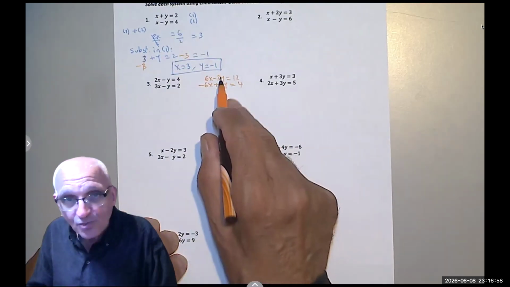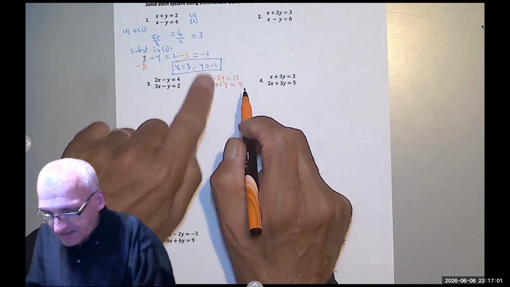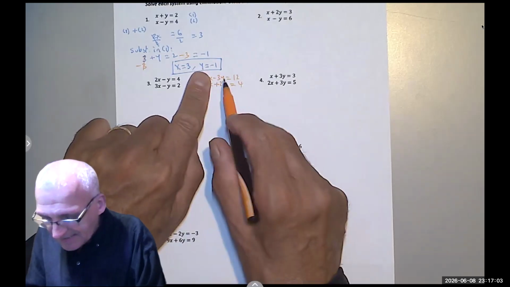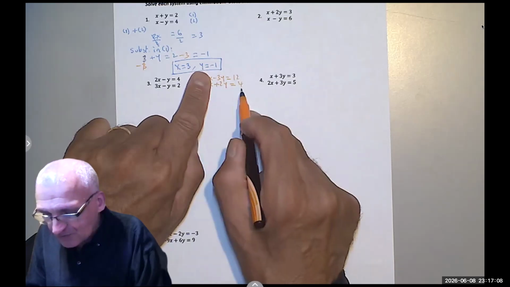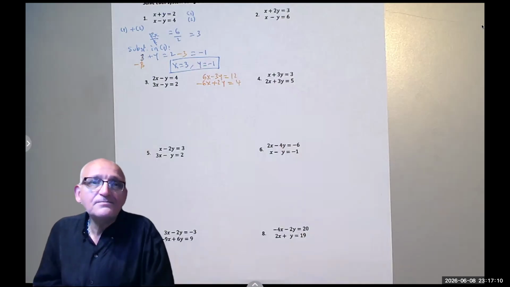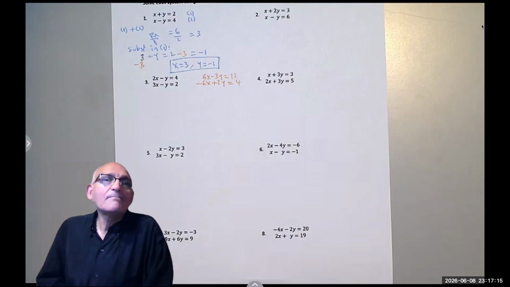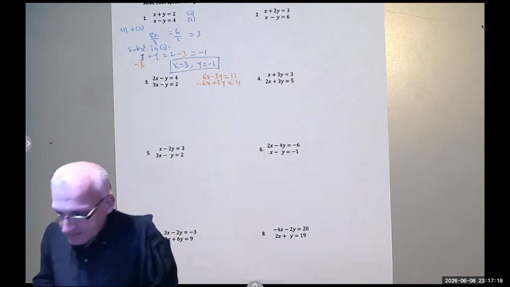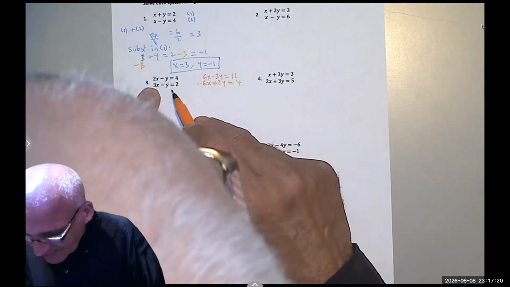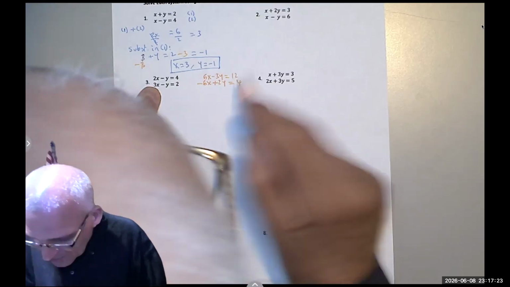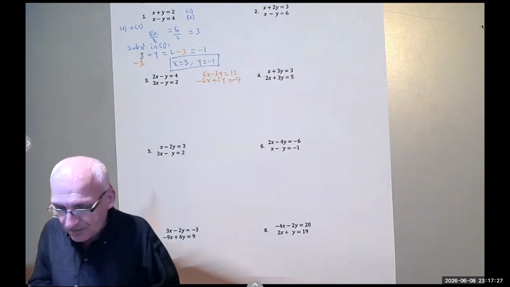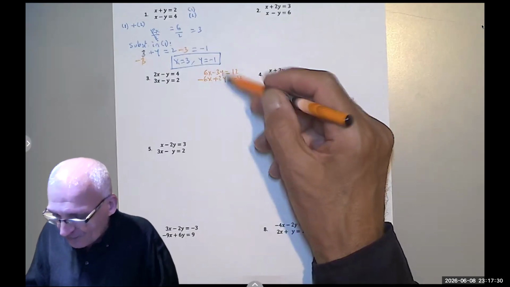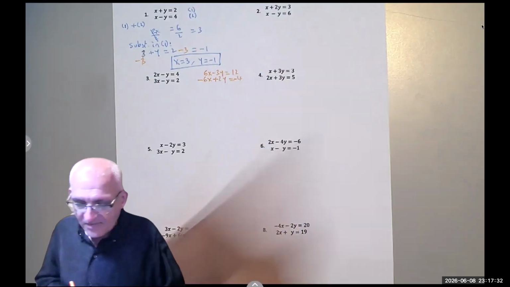Adding equation 1 to equation 2, 6x minus 6x is 0. I get -3y plus 2y is -y, and 12 plus 4 is 16, so y is -16. Did I do it correctly? Oh, -4, I'm sorry. You multiply the bottom by -2. So I get negative y equals 8, so y is -8.